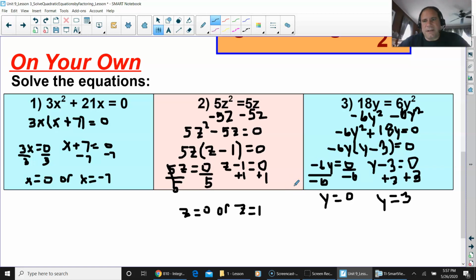So this is what it comes out to be: negative 6y times y minus 3 equals 0, like we said. You set up negative 6y equals 0. You divide by negative 6 on both sides, and you get y equals 0. Y minus 3 equals 0, because inside the parentheses has to equal 0 as well. You add 3 on both sides, you get y equals 3. And that's basically how you show your work algebraically to solve for the roots.